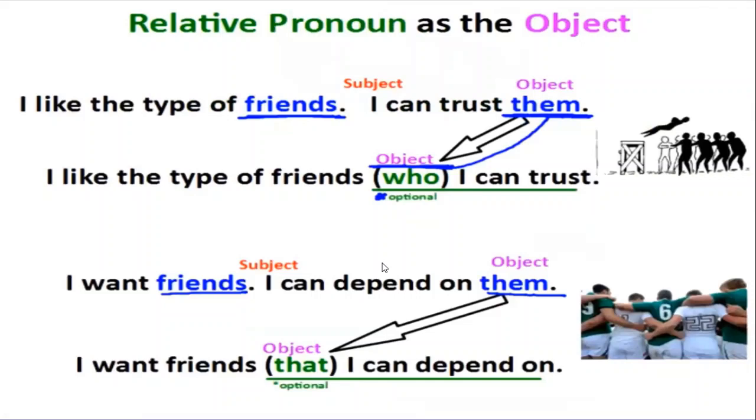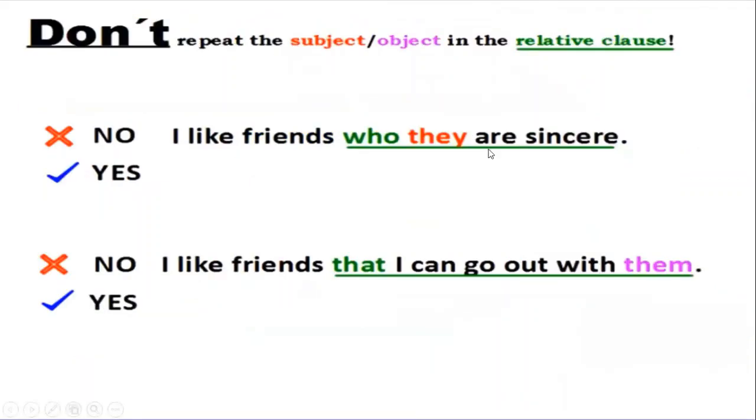Now, here we have the following. I like friends who they are sincere. Is this correct, guys? Now take a look. It says no, right? No. But why not? Because you have to say only one word. Yes, who. Exactly. Here you have two subjects, and it's like you are repeating the same thing, right?